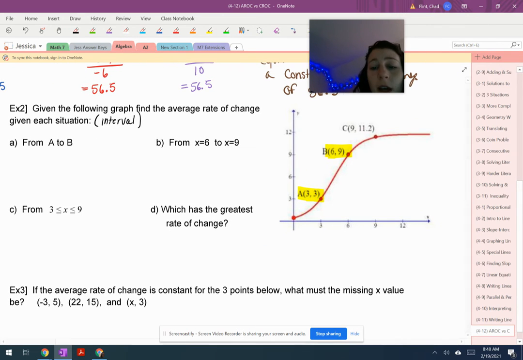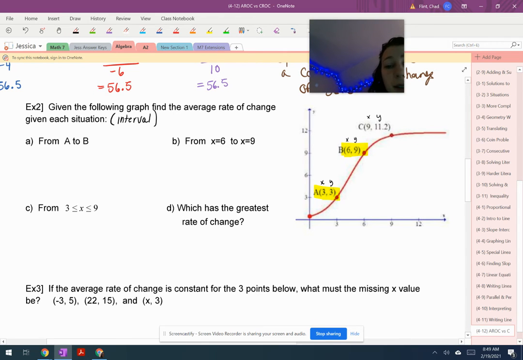Okay, there we go. I'm just going to real quick label each one of these x and y because you guys know I constantly mess those up. So from A to B would be using the A to B points. So 3 minus 9 over 3 minus 6.